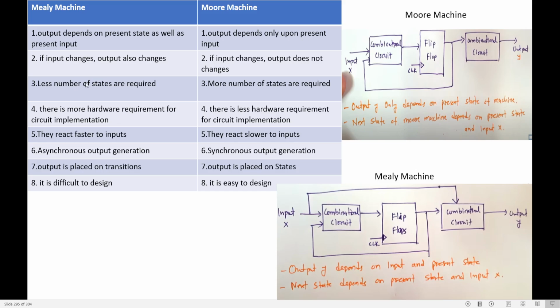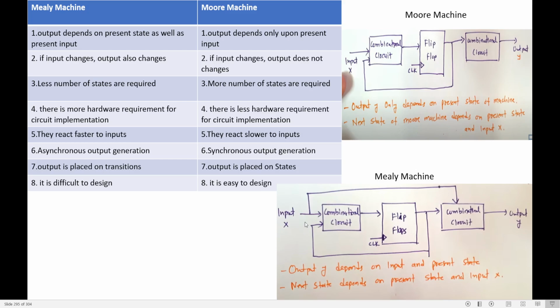Though less number of states are required, more hardware is required for implementing Mealy machine. Since more hardware is required, it is very difficult to design. This is a directly linked point. More hardware requirement for the circuit, so it is very difficult to design. Here less hardware is required, easy to design. Next, since more hardware is required, very difficult to design, they react faster to the inputs.